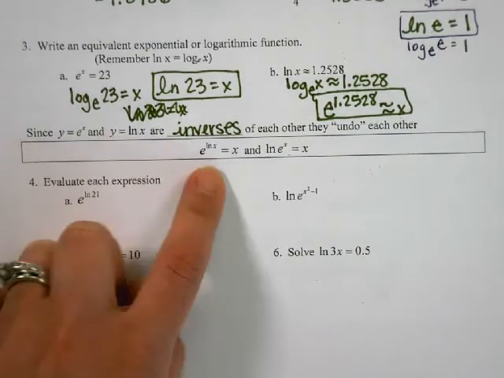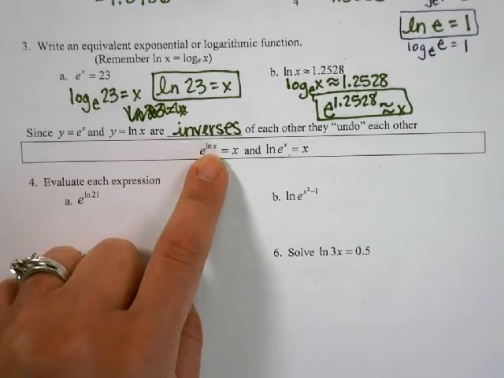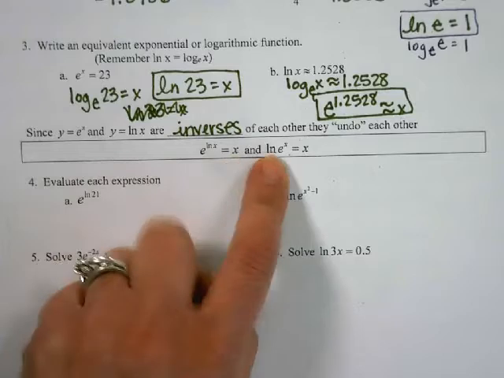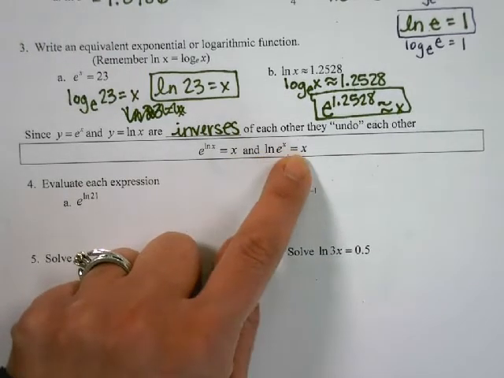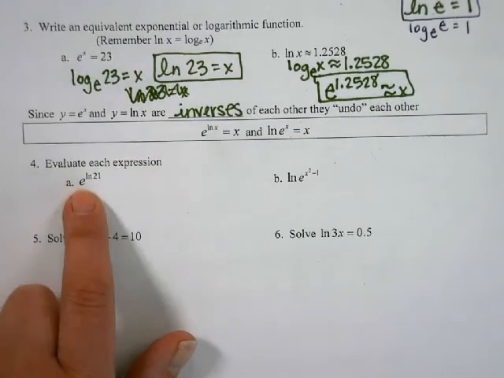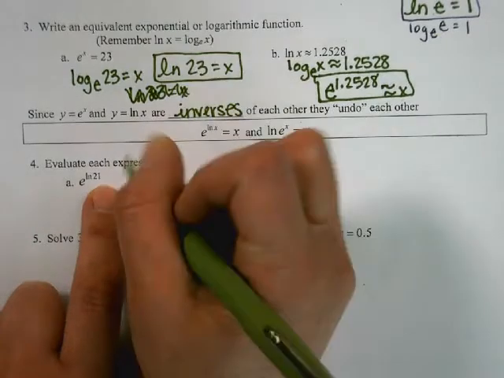Which means if I take e and I raise it to the natural log of x, that'll undo each other and it'll just equal x. Or if I take the natural log of e to the x, it will just equal x as well. Okay, so e raised to the natural log of 21. You can try it in your calculator, but do we have to? It'll undo each other, right? So what's that guy going to equal? 21.